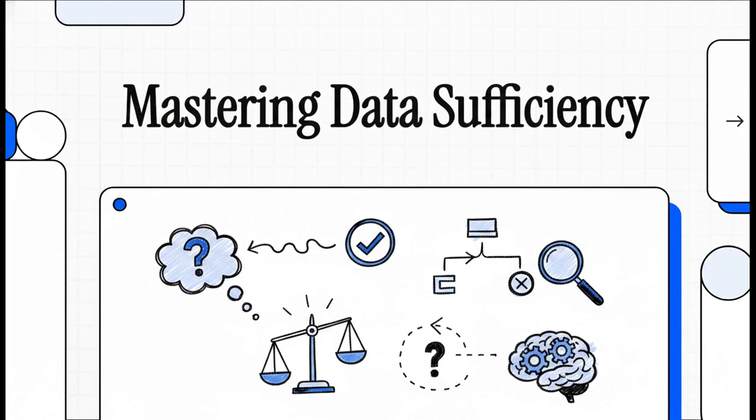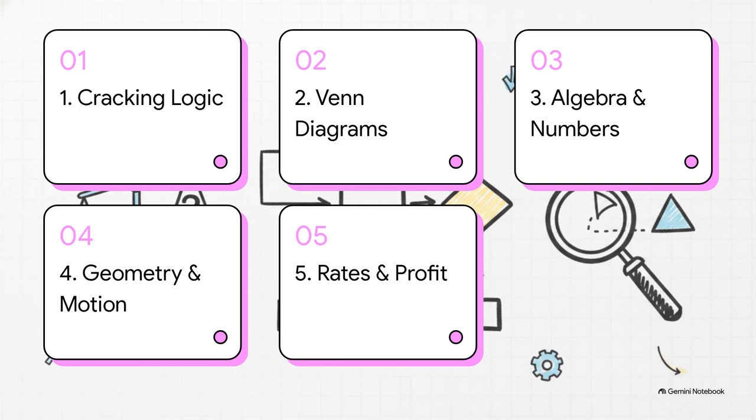So if you've ever felt completely bogged down trying to calculate exact numbers when you really don't even need to, you are absolutely in the right place. To keep this super efficient, we've grouped these problems thematically. We'll start by cracking the underlying logic. Then we'll conquer Venn diagrams, master algebra and numbers, navigate through geometry and motion, and finally, tackle real-world rates and profit. This way, you'll see exactly how the core strategy just effortlessly glides across completely different math concepts.